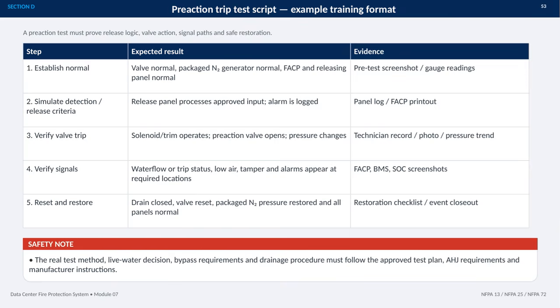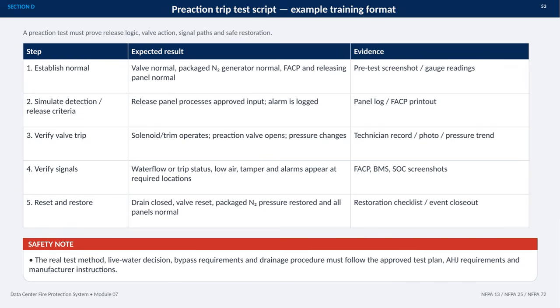Next, simulate the approved detection or release criteria, then confirm that the release panel processes the input and logs the alarm. The third step is verifying the physical trip. The solenoid and trim operate, the pre-action valve opens, and pressure changes are recorded.